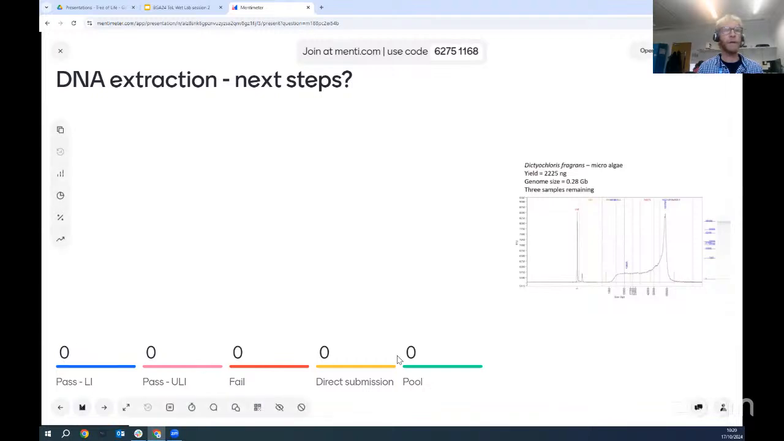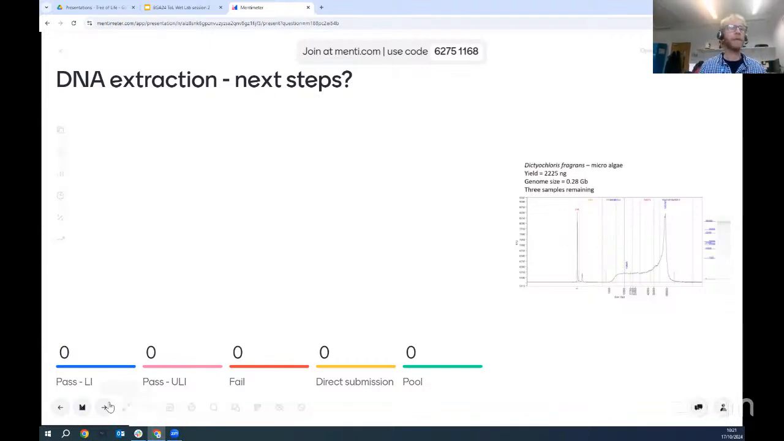So at the bottom here, I've got some options that we can choose. We can pass for low input fragmentation. We can pass for ultra low input fragmentation. We can fail the extractions. We can make a direct submission, or we can pool our DNA. What I mean by pooling is that often when we have a DNA extract with an acceptable profile, but the yield is too low, we perform a second or even a third extraction. And as long as the quality of the DNA is good enough, we combine the DNA into one tube so that we can reach the desired yield that we need for DNA fragmentation.